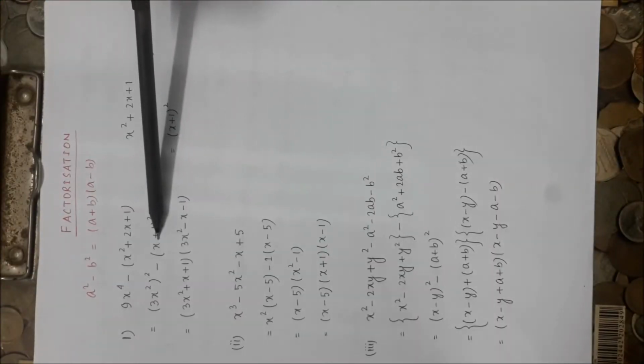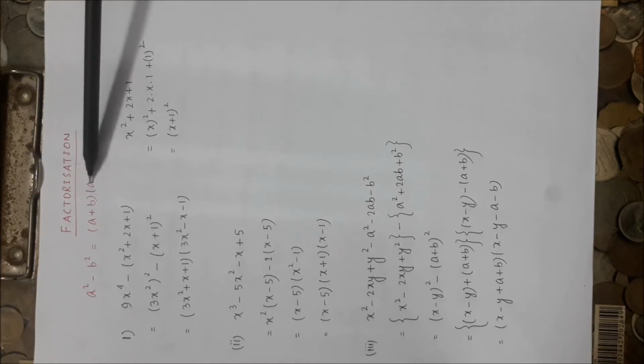So a square minus b square formula is product of sum of the terms into difference of the terms. So 3x square plus (x plus 1), 3x square minus (x minus 1).